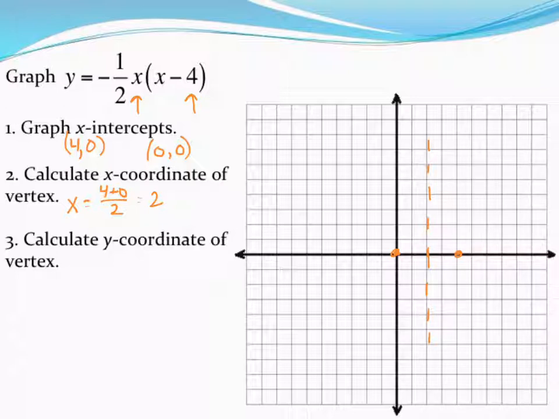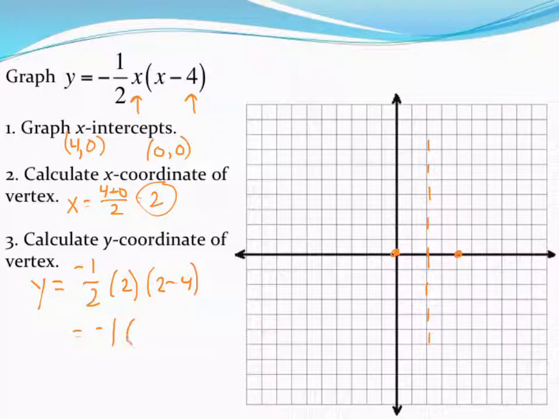And then finally, to find the y value of your vertex, go back and plug in 2 into your equation. So I've got -1/2 times 2, and then times 2 minus 4. If you want to type that all in a calculator at once, you can. Otherwise, it's pretty easy to solve by hand. -1/2 times 2 is -1. And then in the parentheses here, I've got -2 once I subtract that, which is going to work out to be just a +2. So putting those values together, I get my vertex at (2, 2).